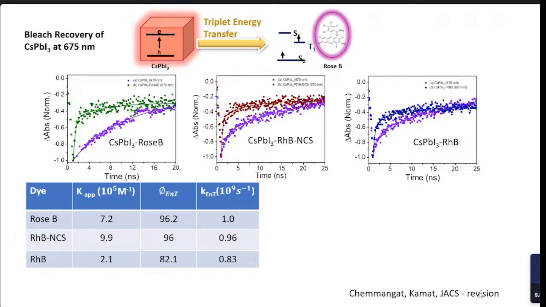Remember, in the singlet, we got 10 to the 10 to 10 to the 11. So here now, we are getting almost 2 orders of magnitude slower. The triplet energy transfer is slower.